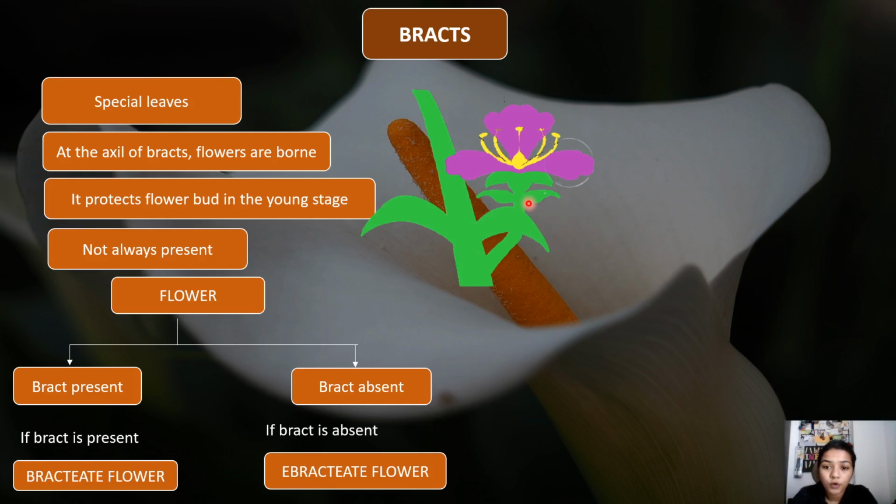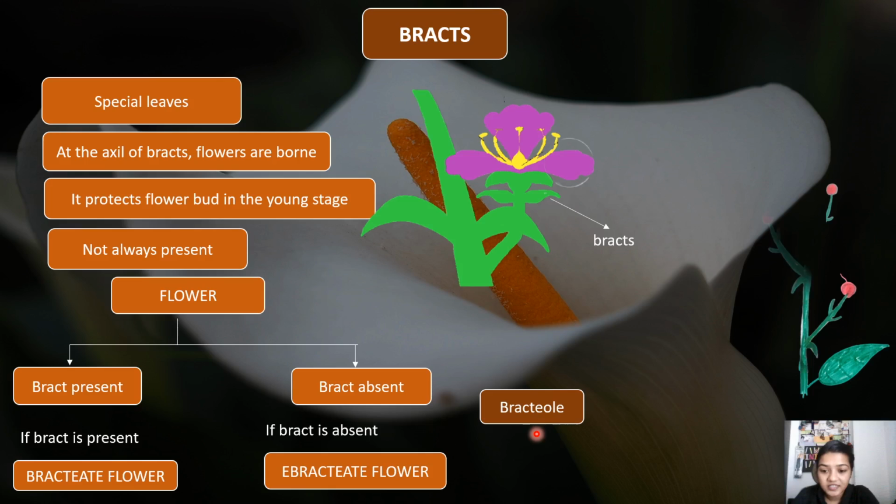So what we might not know is this structure, that is the bracts. Now you can see that these bracts are leaf-like structures. These are special leaves that are present below the flowers, right? Now these are bracts. Now one more term that we need to understand is bracteole, right? So what is bracteole? That we can understand with this very simple diagram that is shown here, right?